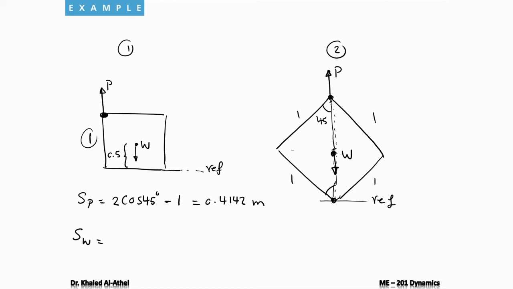Now I'll do the same thing for the weight. So SW will equal, let's look at position 2 first. This distance is 1, and this angle is 45, so the distance from here to here is 1 cosine 45, minus the distance from W to the reference, which is 0.5. So it's minus 0.5, and this equals 0.2071 meters. So I have the distances with me and they are clear.